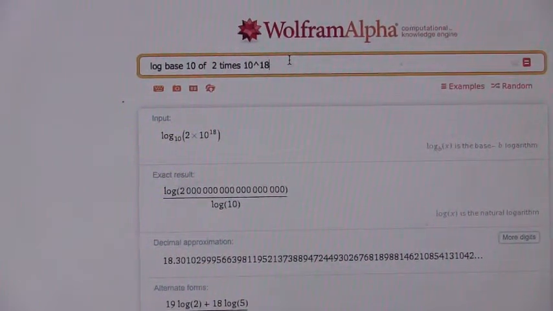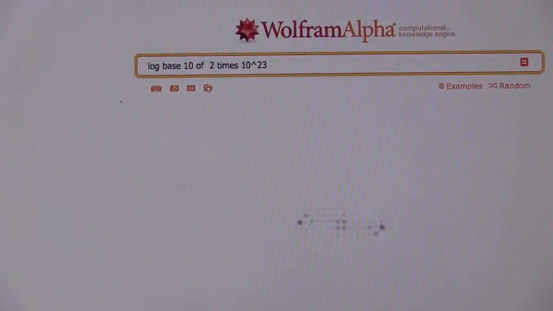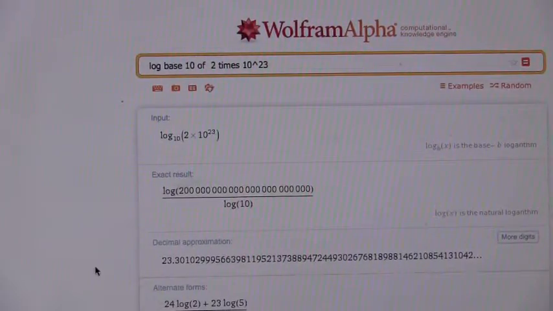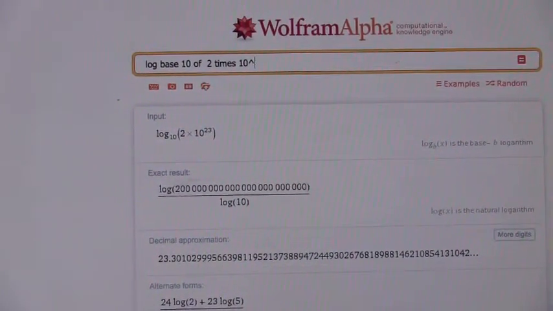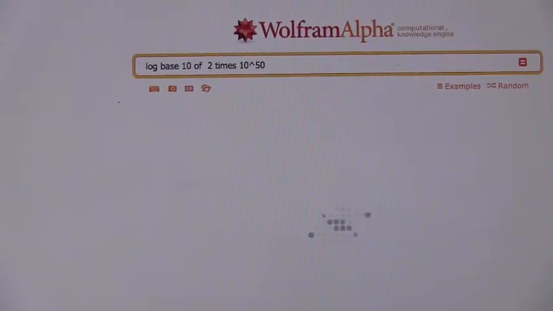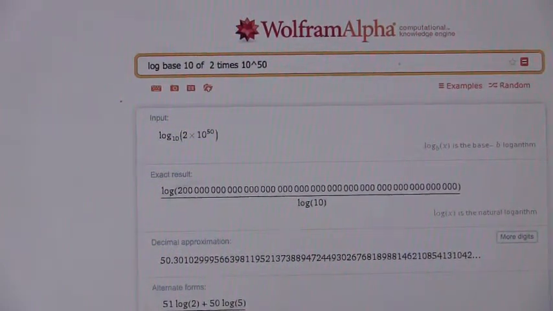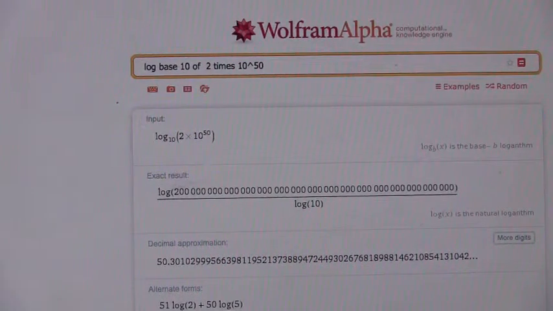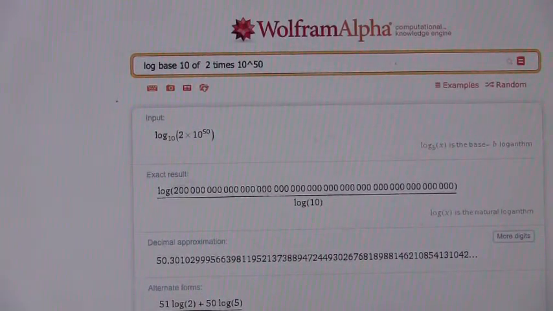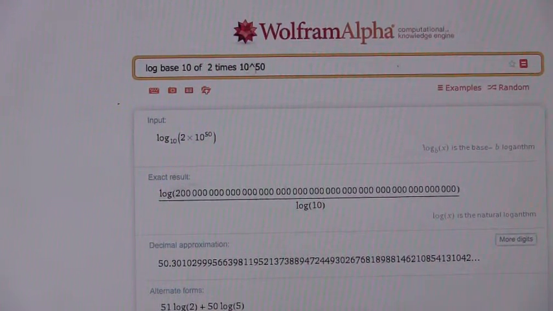How about 10 to the 23rd? It's 23.3010299. And what's the number out in front? It's 23. Okay, how about 2 times 10 to the 50th? Seems like it's going to be 50.3010299. Huh. So we're stumbling on some interesting properties of this logarithm function.